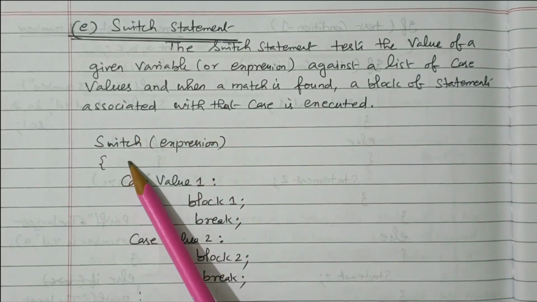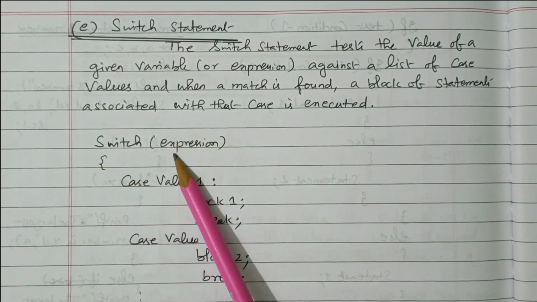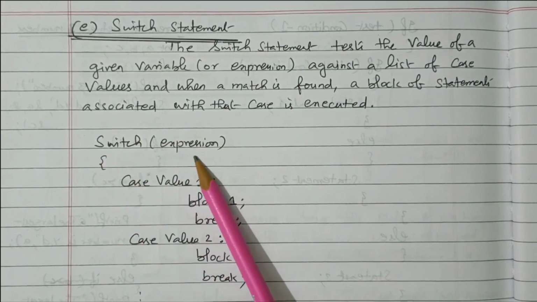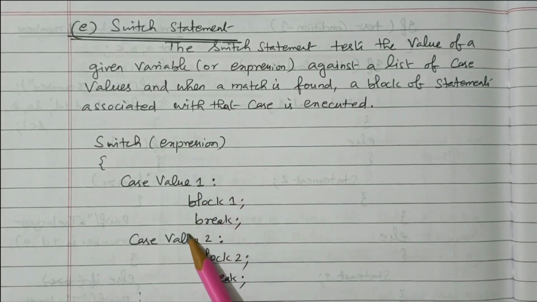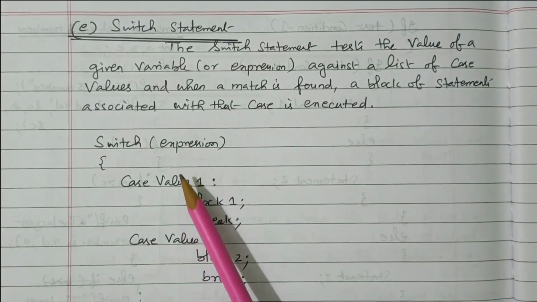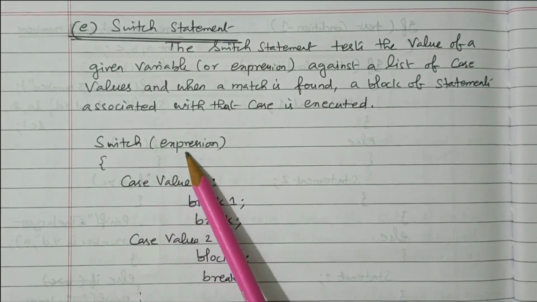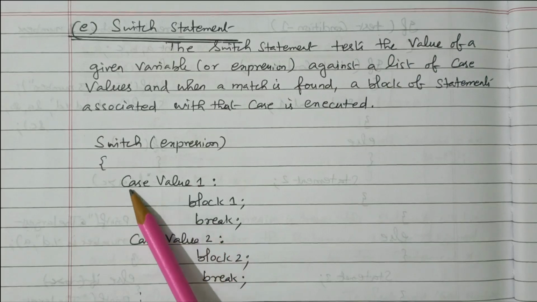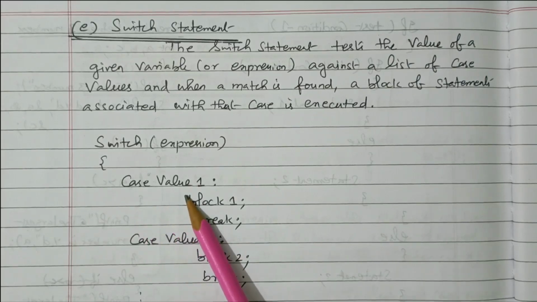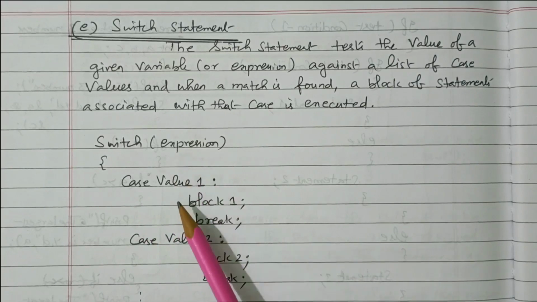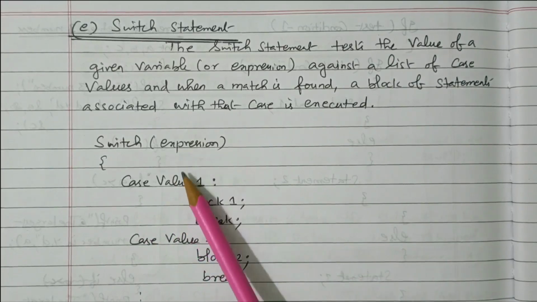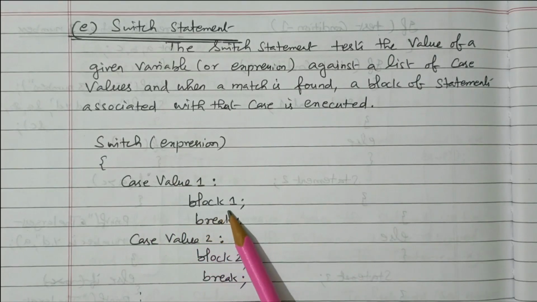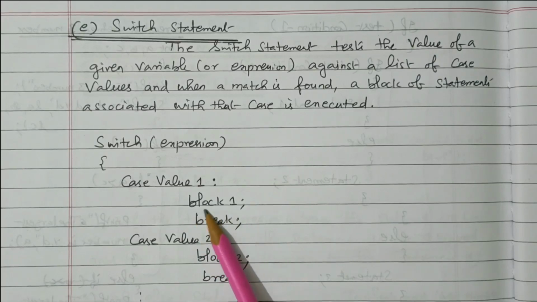We will see the syntax for the switch statement. Switch expression: here the expression or condition is given. There are possible values available. The switch statement will verify whether this expression is matching with any possible value. For example, case value 1: if the expression matches, it will execute block 1, that is the set of statements available under case value 1.